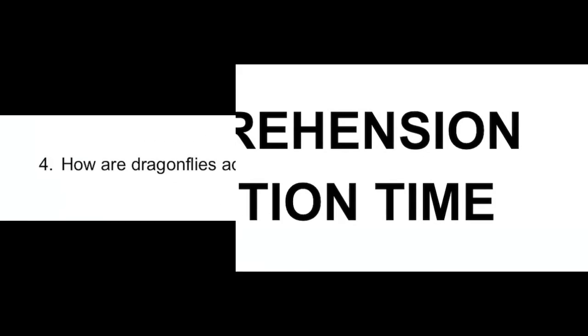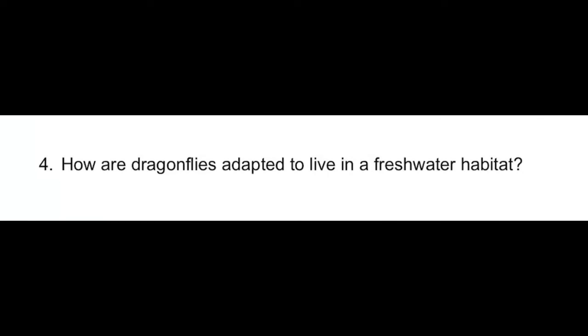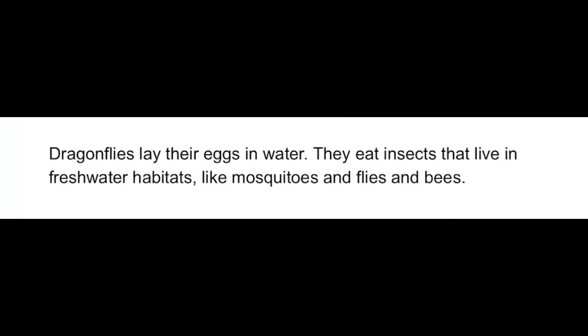Let's get ready for our next comprehension question. Number 4. How are dragonflies adapted to live in a freshwater habitat? Dragonflies lay their eggs in water. They eat insects that live in freshwater habitats, like mosquitoes and flies and bees.